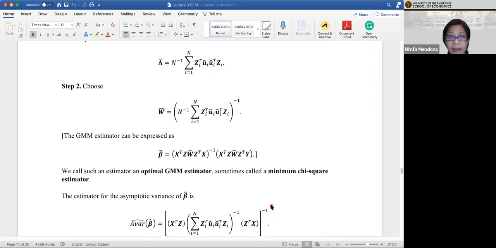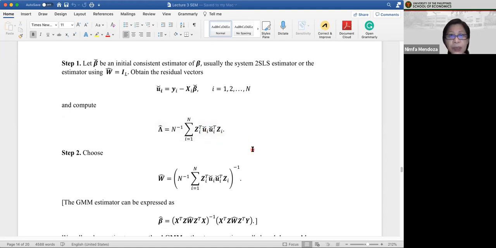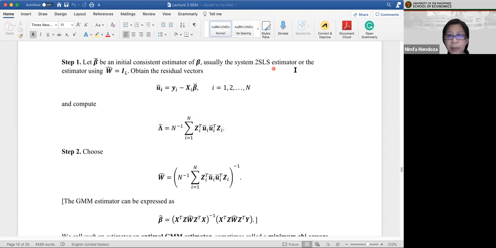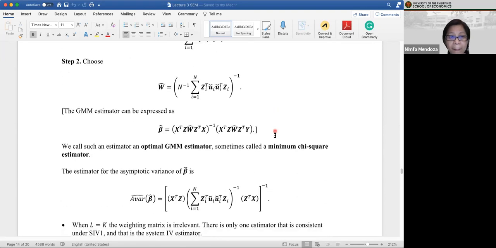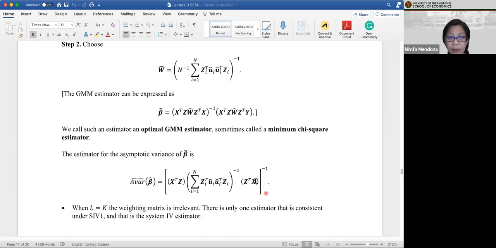Okay, so the critical thing here is estimating this lambda hat. So note that this is a function of estimated residuals, which you usually get using the system two-stage least squares estimator. Okay, then we get the asymptotic variance of beta hat. Okay, so this would be the estimator.